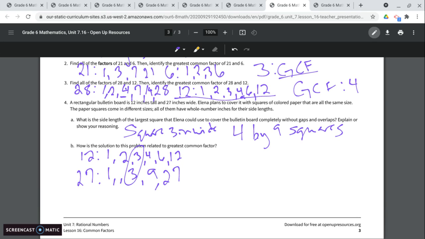Now, how is this solution to the problem related to greatest common factor? So the side length of the square must divide 12 since the squares must stack vertically to reach exactly 12 inches, and the side length of the square must also divide into 27. So we have to find that one factor that can go into both. And so that's why we use the greatest common factor, because we want the largest. We don't want to have to deal with itty bitty tiny little squares, because obviously we could have just done 1 by 1 squares and we know it'd work, but that'd be a lot of squares.